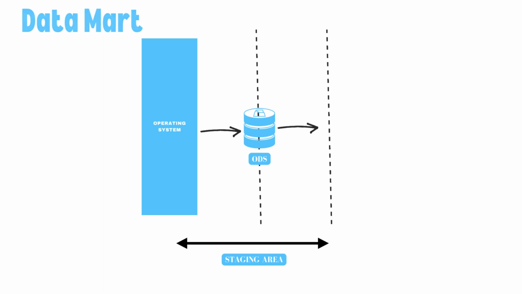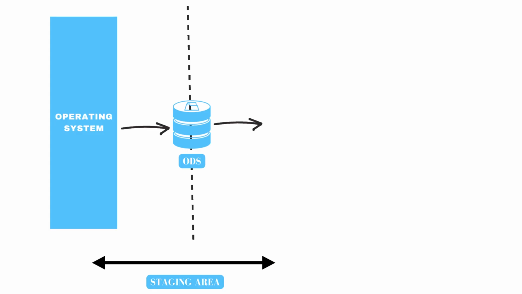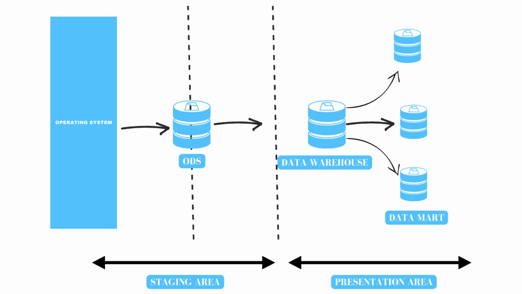Staging area is one of the stages in the ETL process. We will land all the data from the different source systems to staging. From the staging we will move the data to the data warehouse. From the data warehouse, a subset of the data warehouse, we will create either logically or as a separate data mart. Again, the data mart is also a database only.